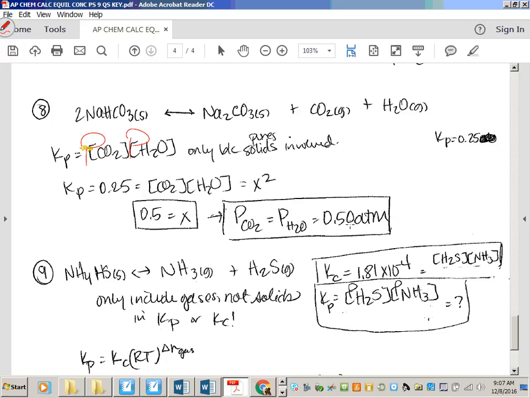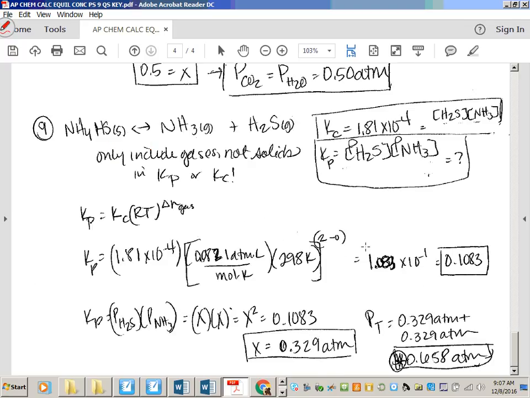So whenever you plug in your Kp value, which is 0.25, excluding your solids here, the only two things are your two products, which are gases. At this point, you can see both of these as x, because they're made in a 1-to-1 mole ratio. So x squared is what your final Kp equals. And then when you square root the 0.25, you get 0.5 for your x value, which is your partial pressure. And most of the time, partial pressures are expressed in atmospheres. So that would then give you the opportunity to get the atmospheric pressure there.